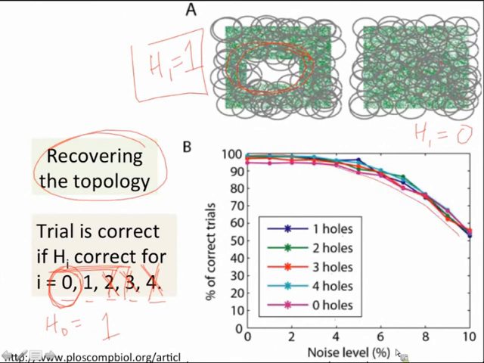What it does affect is the noise level. As we increase the noise level, the percent correct does go down. But you can see even at 5%, we're getting pretty good recovery of the topology. The percent correct, over 90%, is correct even when you've got 5% noise. And even here, we detect the topology most of the time.